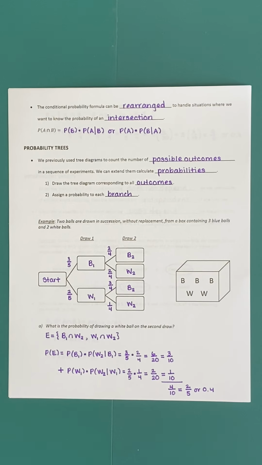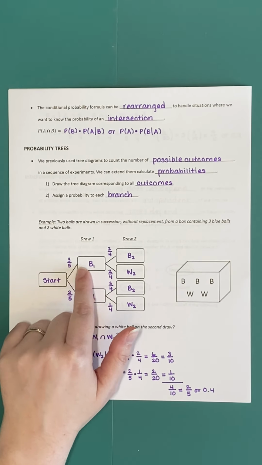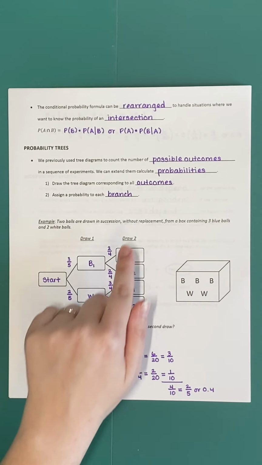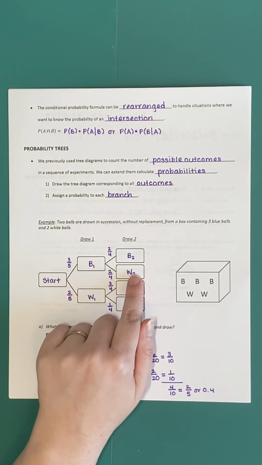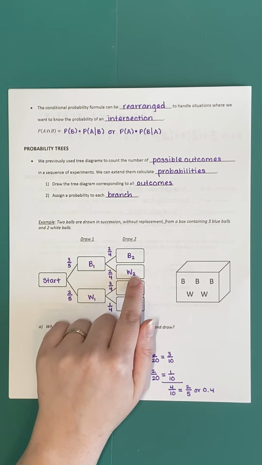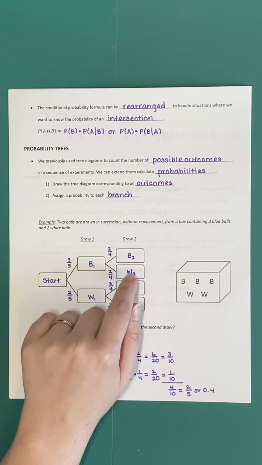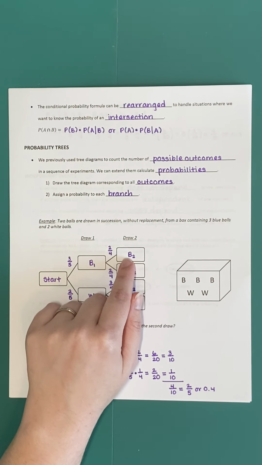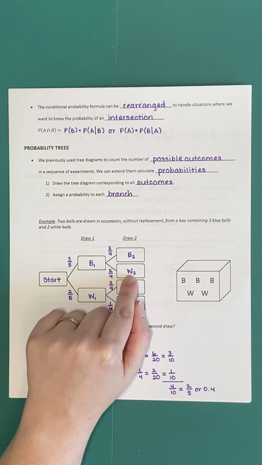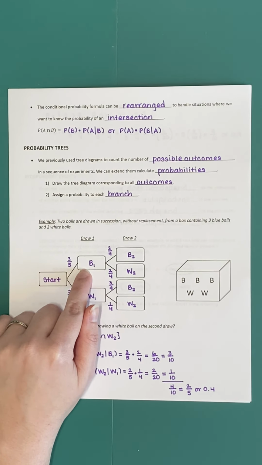Well, let's start with the first path. Let's say we drew a blue. What could then happen? We could draw another blue or we could draw a white. So either we draw a blue for the second or we draw a white for the second. But we have to analyze these 2 probabilities. What's the probability of drawing another blue? What's the probability of drawing a white? Based on the fact that we drew a blue the first time.